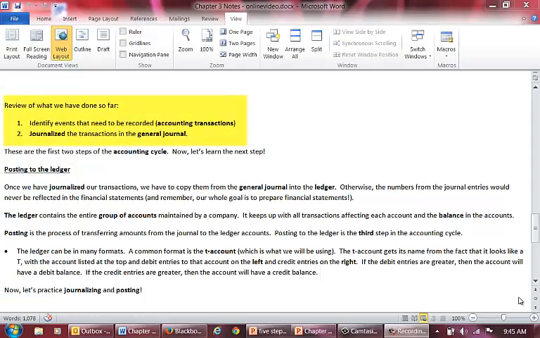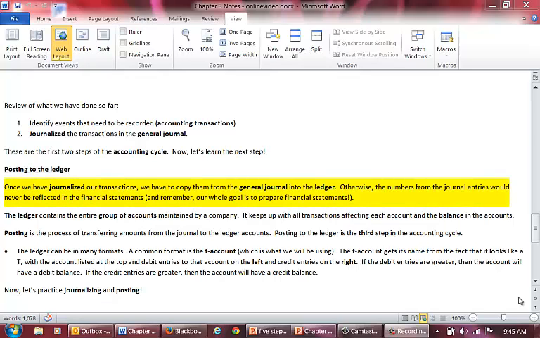Thus far in this chapter, we have identified events that need to be journalized, and we have journalized them in the general journal. These are the first 2 steps of the accounting cycle. The question is, now what? Remember, the point in doing all of this is to prepare financial statements to help users make decisions. Well, if we simply journalized our transactions in the general journal and did nothing else, do you think those transactions will magically make their way to the financial statements? Of course not. We must post these transactions to what's called the general ledger.